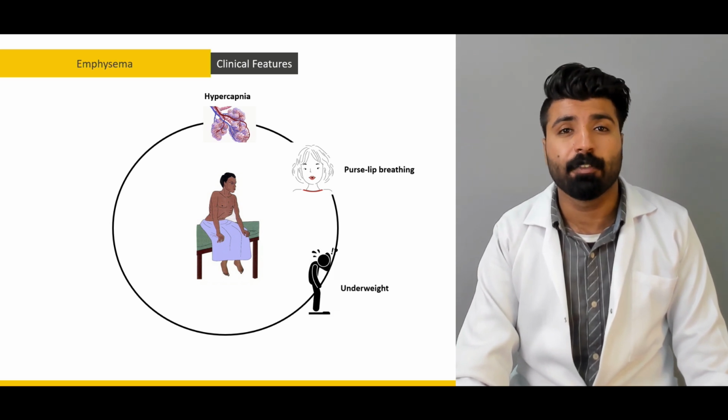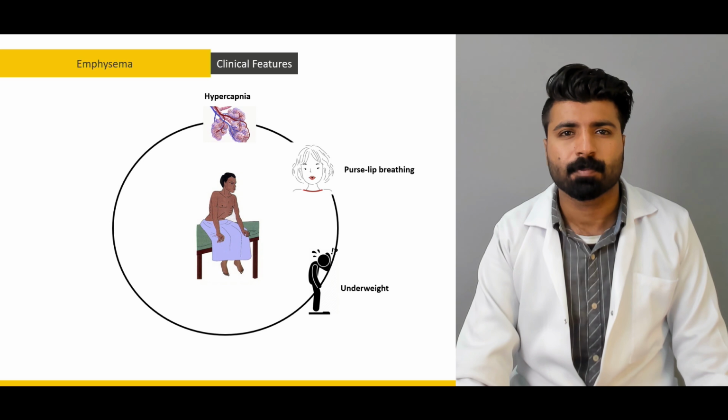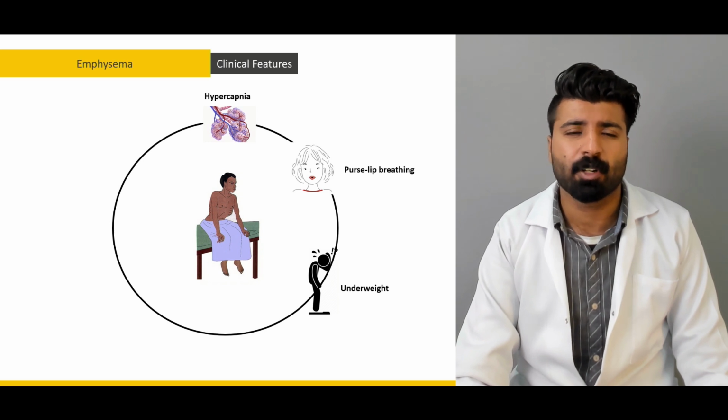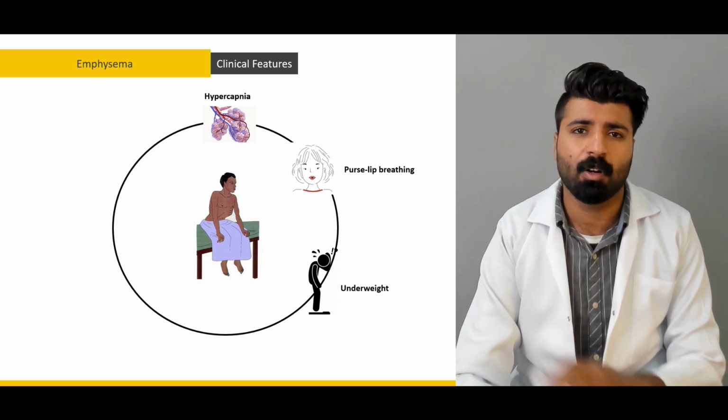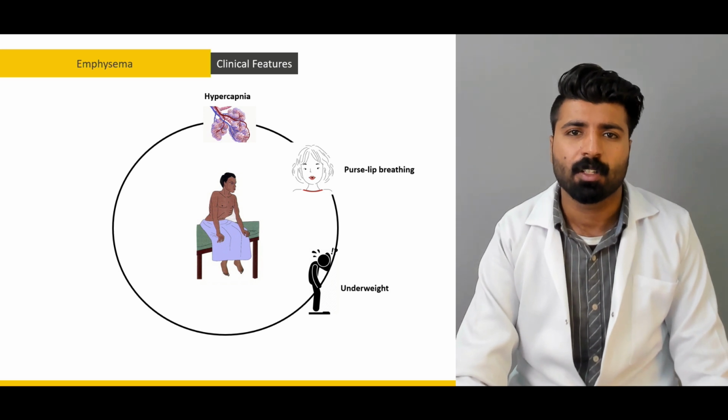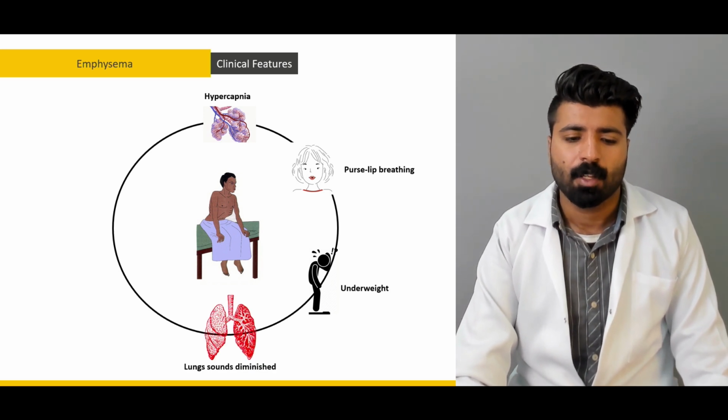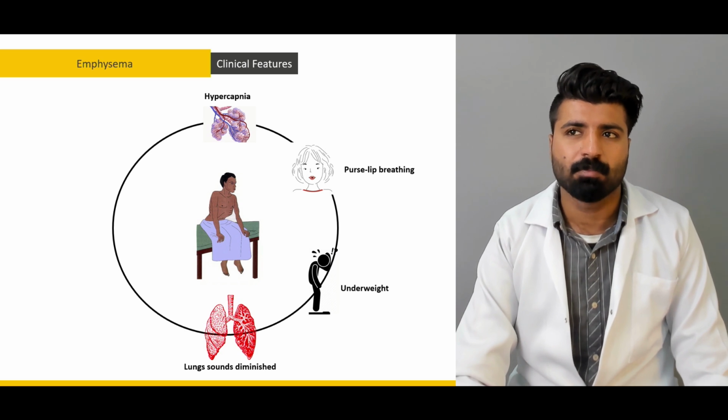Then the patient will be underweight. Why is he underweight? He's not getting enough oxygen. His body is not getting enough oxygen. A lot of degeneration is going on. He's losing a lot. Then come diminished lung sounds. Why is that happening? Because those alveoli are degenerated at many levels. You cannot hear the lung sounds.